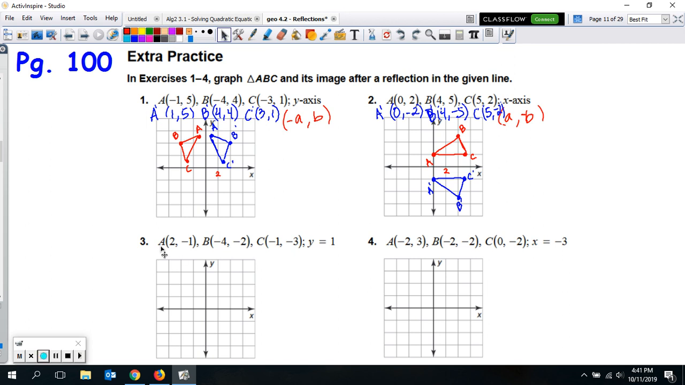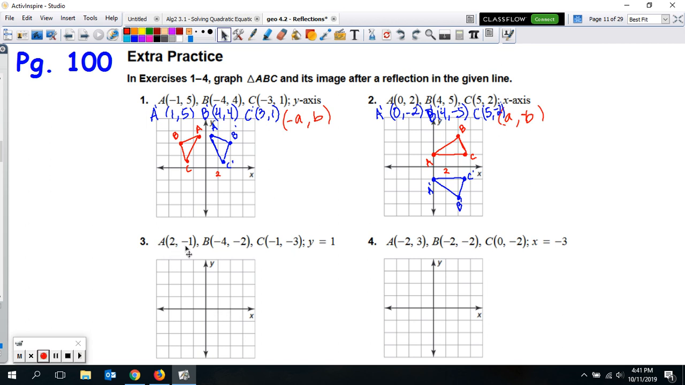So first though, we want to just plot these points A, B, and C. And for this one we're not going to make the boxes 2 because there's nothing here more than 4. So we can use all the boxes just being 1. So let's go ahead and do that. Each box will be worth 1 on this one.